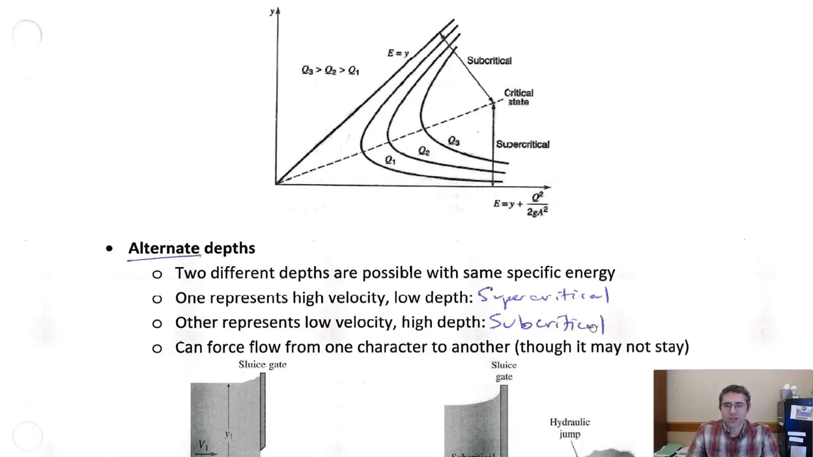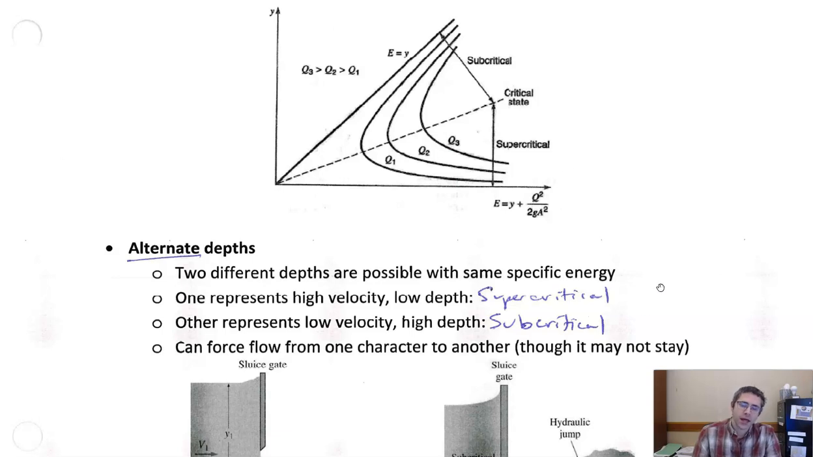So these two alternate depths, the high depth low velocity and the low depth high velocity, have the same specific energy, and we call them supercritical and subcritical flow. Supercritical flow is going to occur in this bottom section of the specific energy curve. Just focusing here on the Q1 curve, if we are anywhere below this critical depth, we're in the supercritical flow range where depth is low and velocity is high. If we're anywhere above this critical depth, then we're in the subcritical flow range where depth is high and velocity is low.